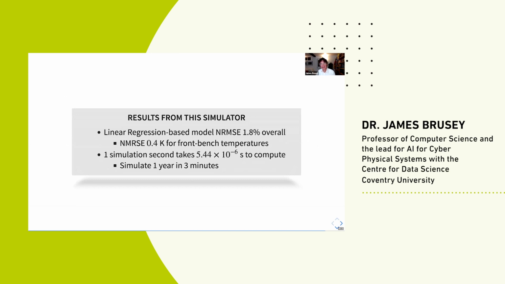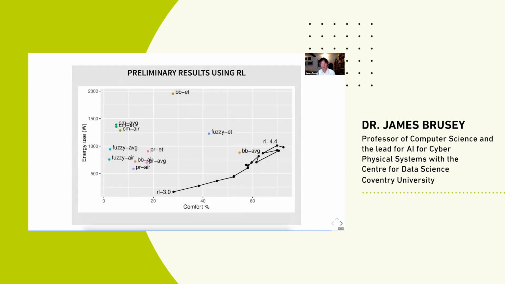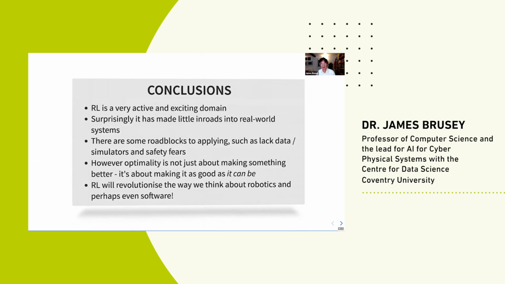Okay, so how does this simulator go? Well, it's pretty good. It basically gives a normalized RMSE of about 1.8% overall, about 0.4 of a Kelvin across the front bench temperatures. In comparison, it also takes about 5 microseconds to compute each second. So we can simulate a year in a few minutes. From using RL in the past, we've got these preliminary results, and I think I actually have more up-to-date results in terms of these approaches.